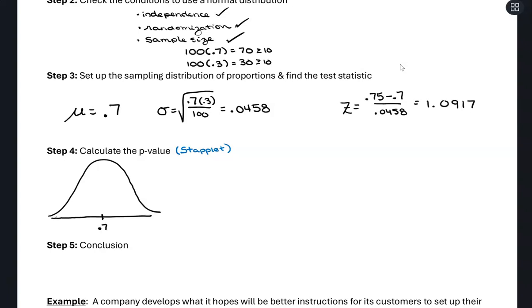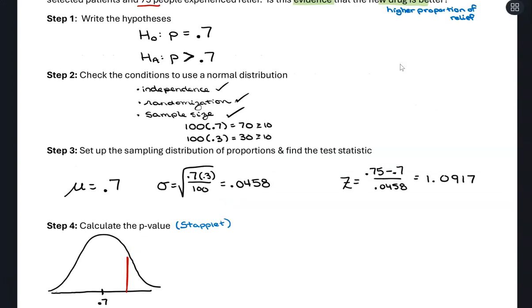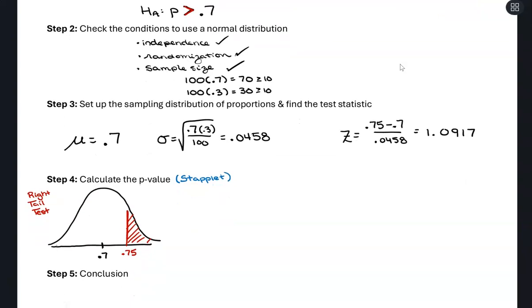If you can just get to the technology and plug in, absolutely you don't have to do this step. But I like to piece things together before I end up plugging in numbers. So I know 0.7 is going to be in the middle here, and my cutoff of 0.75 is going to be on the right-hand side. I'm just going to confirm that I am in fact running a right tail test. Because I'm looking for p more than 0.7, I know this is a right tail test. And with that, I'm going to be finding the area to the right of 0.75. This area right here will be my p-value.